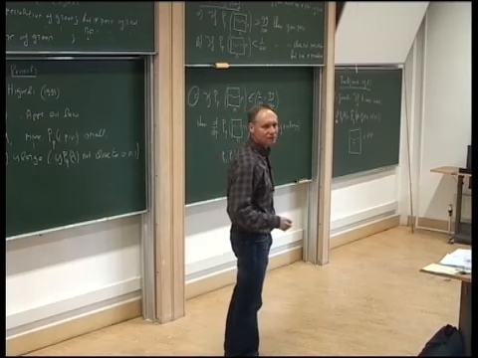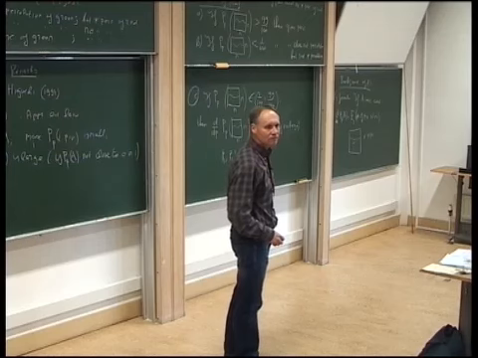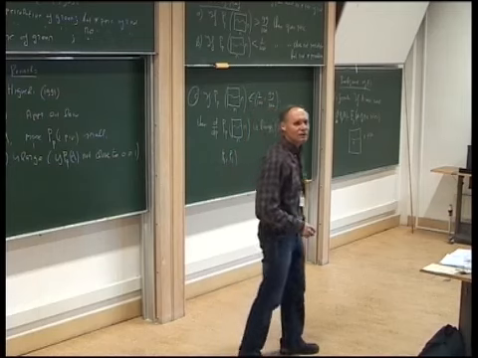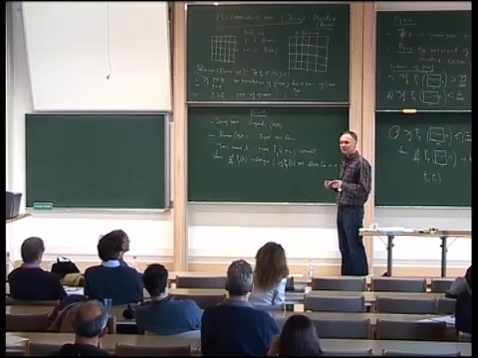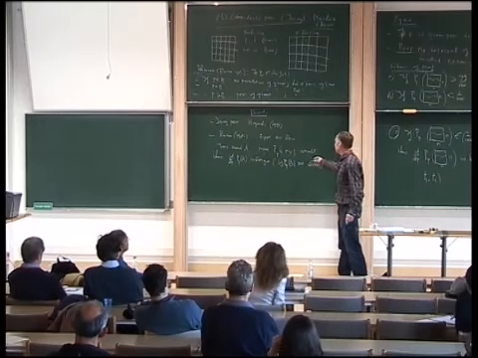I'm a little confused by this statement, because doesn't Russo's formula say that the derivative d/dp of the probability P_p of A is precisely the sum over i of these things that you call pivotal probabilities? Yeah. They are related, but it's not the same.